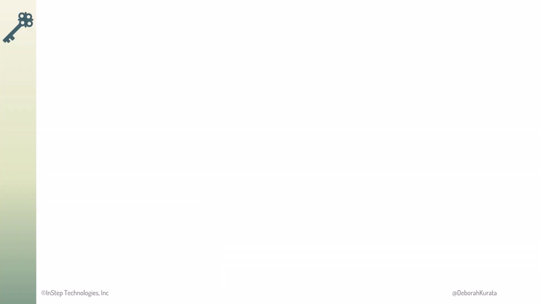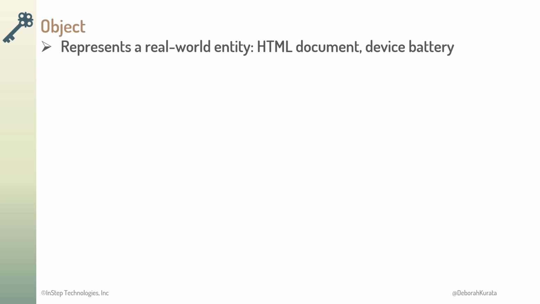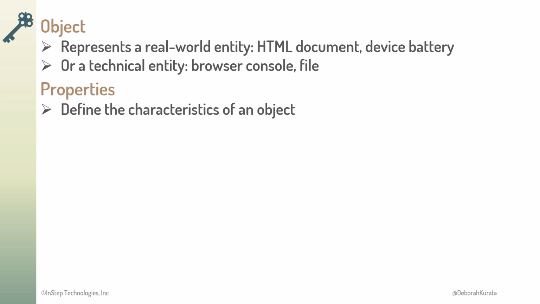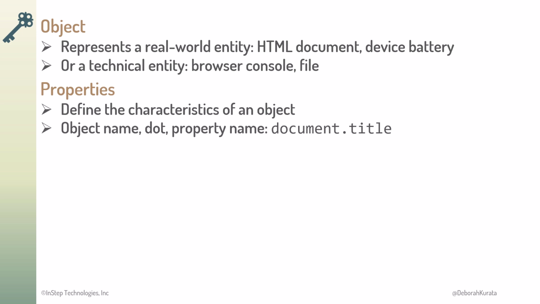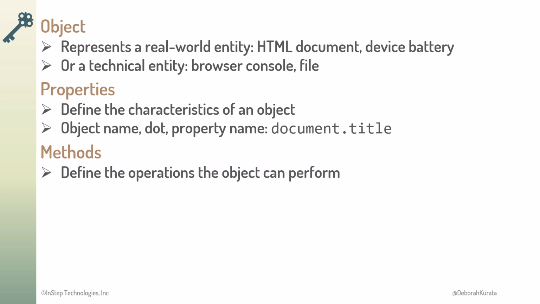So, in JavaScript, an object often represents a real-world thing, such as the HTML document, or the device battery. But it can also represent a technical thing, such as the browser console or a file. Properties define the characteristics of an object. They are referenced using the object name, a dot or period, and the property name, for example, document.title. Methods are the behaviors of that object. They define what operations the object can perform.